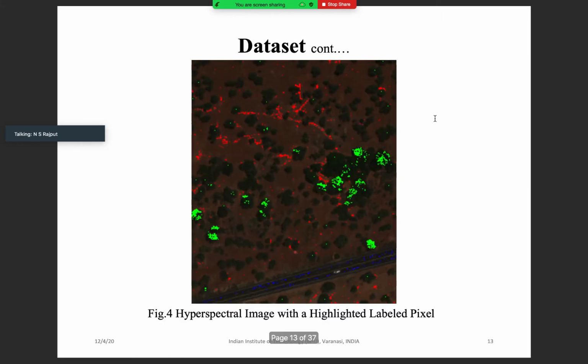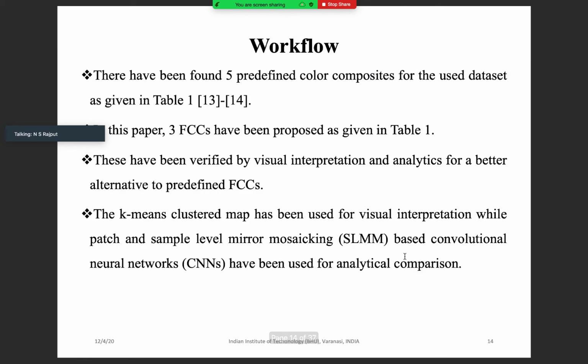In this experiment, we took a hyperspectral image and identified labeled pixel data. Accordingly, red indicates the soil, green indicates the vegetation, and in this image there is one road which is indicated by blue. In this way we have shown the image.